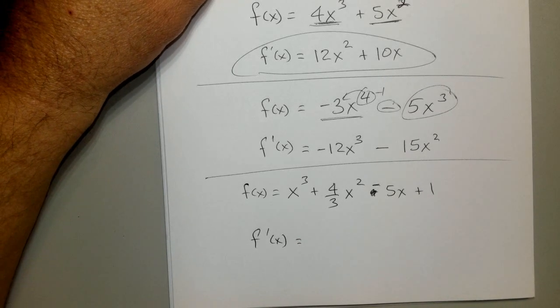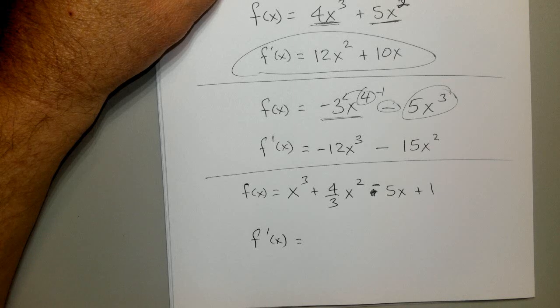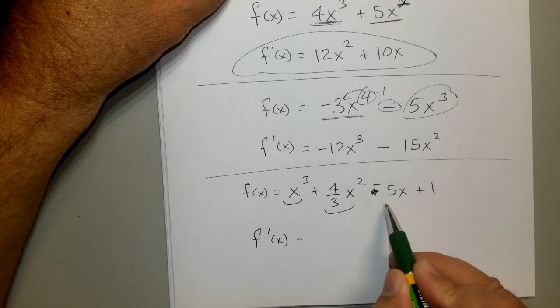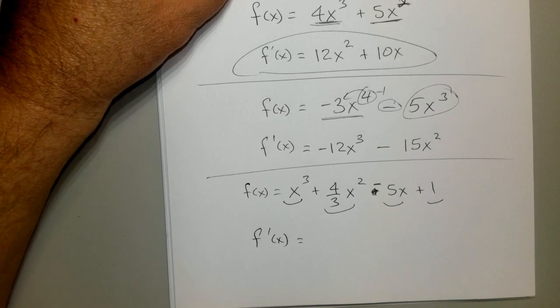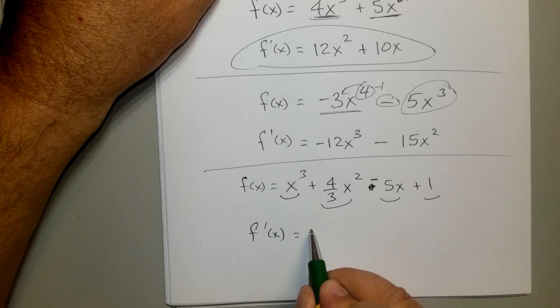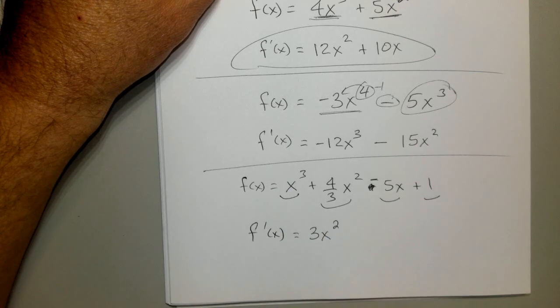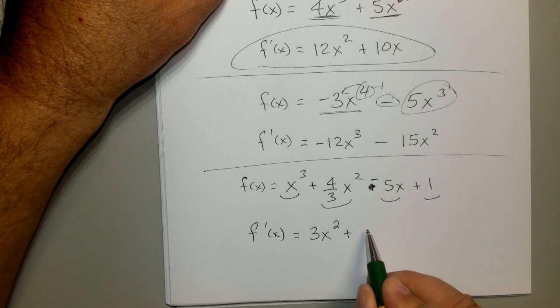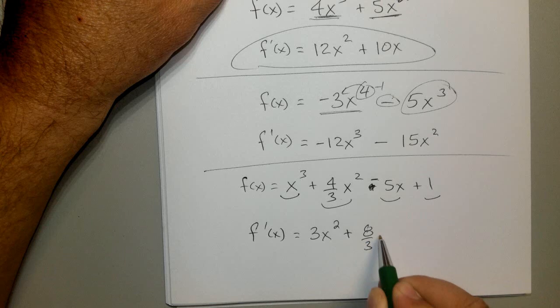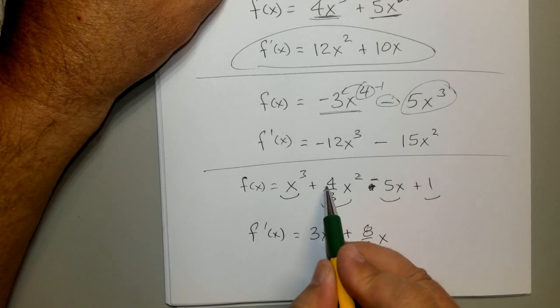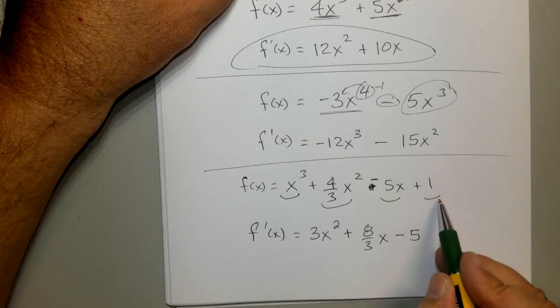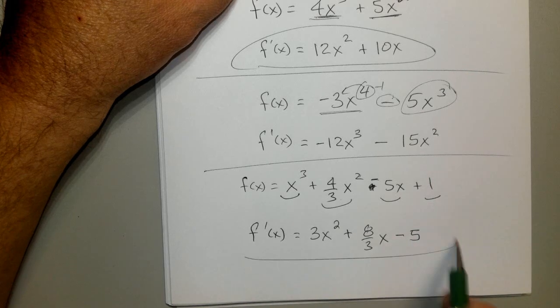How many derivatives are we going to take here? One, two, three, four. We have 4 terms. So what's the first derivative? 3x. Second derivative? 8 over 3, yes. Just bring down the 2. 2 times 4 is 8. Next one? Last one, 0. That's it. Very good.